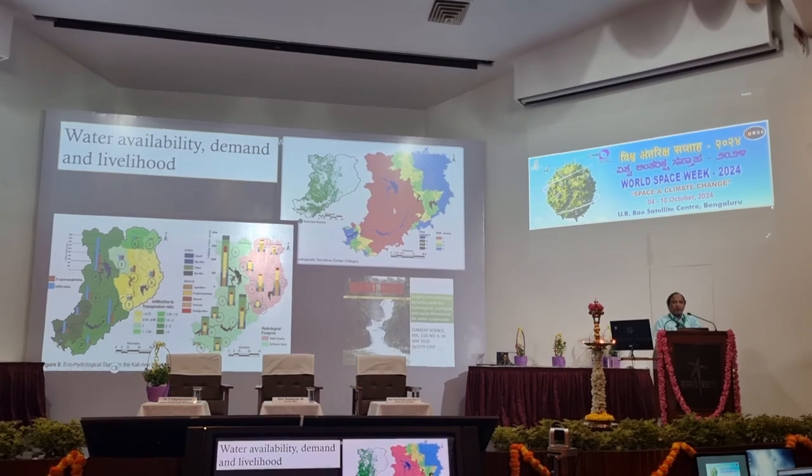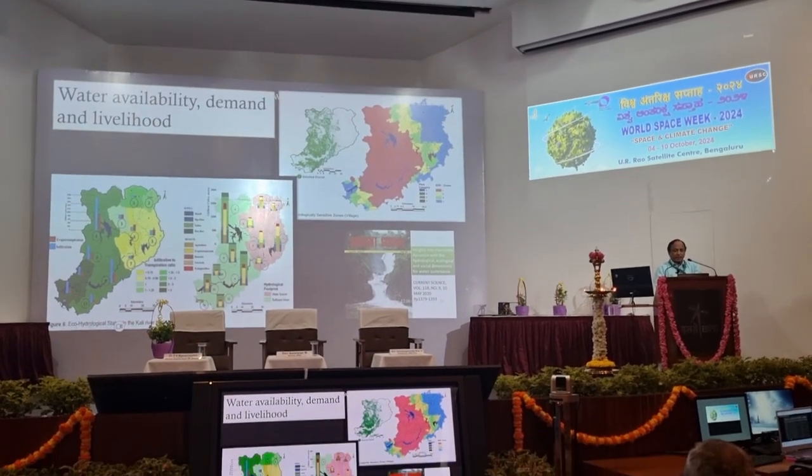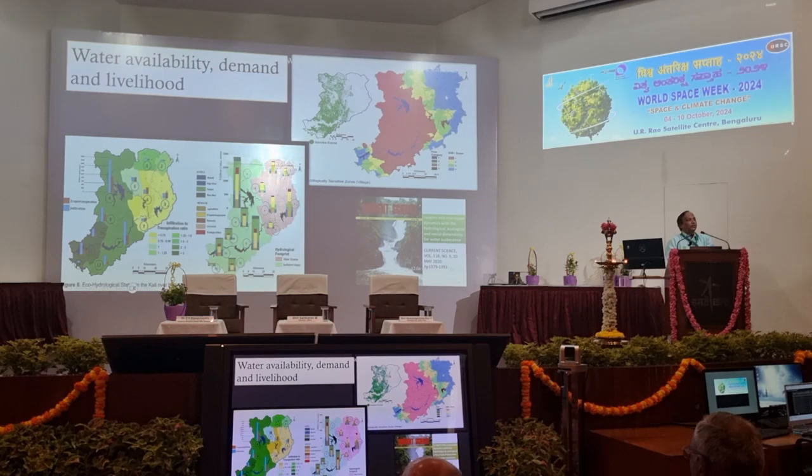This is the region where 12 months of water is available. This is 8 months, yellow is 6 months, and this is 4 months.